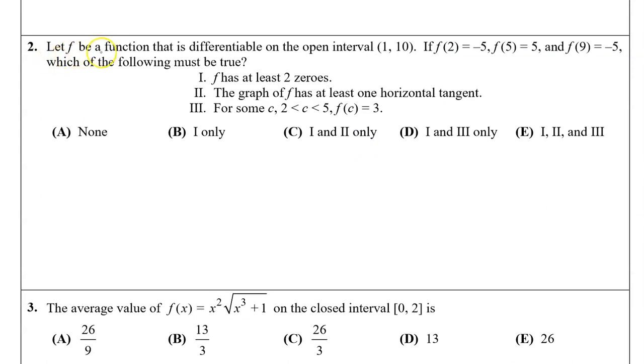Number 2, let f be a function that is differentiable on the open interval from 1 to 10. If f at 2 is equal to negative 5, and if f at 5 is equal to 5, and if f at 9 is equal to negative 5, which of the following must be true?